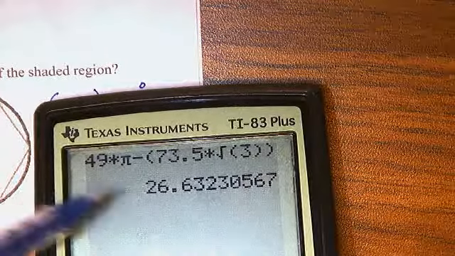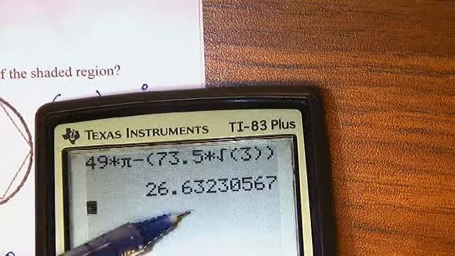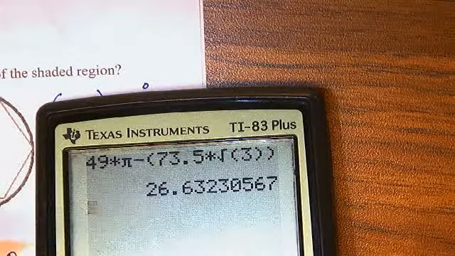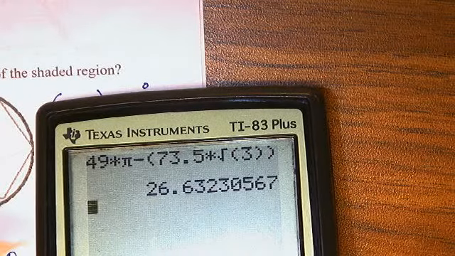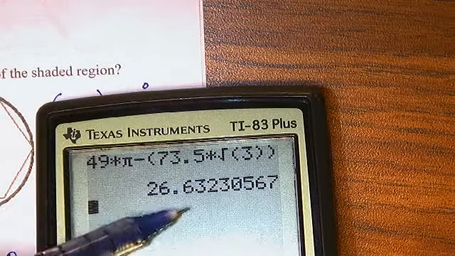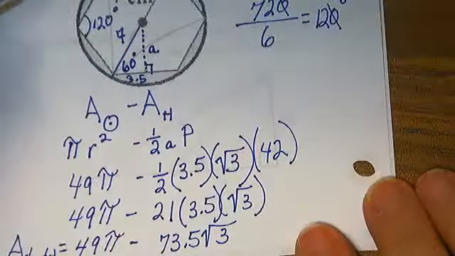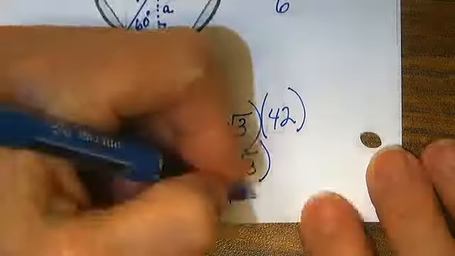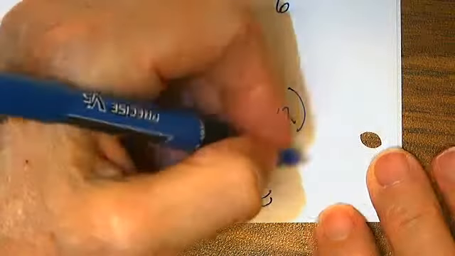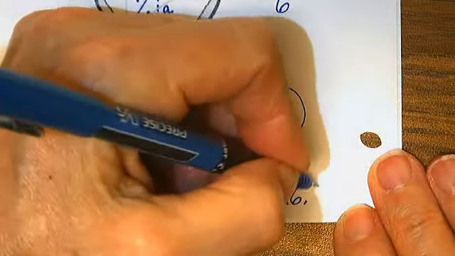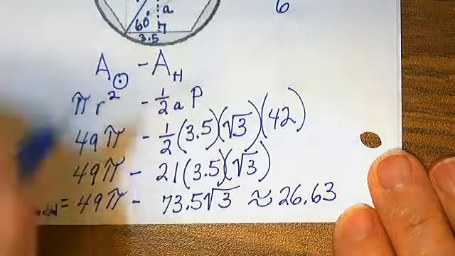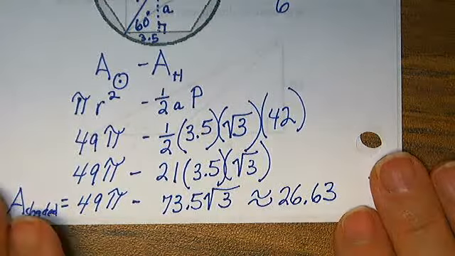And the final answer is 26.63. How many decimal places do you want? It goes on forever, but let's say 26.63 and call it good. Our shaded region is equal approximately to 26.63. Good problem.